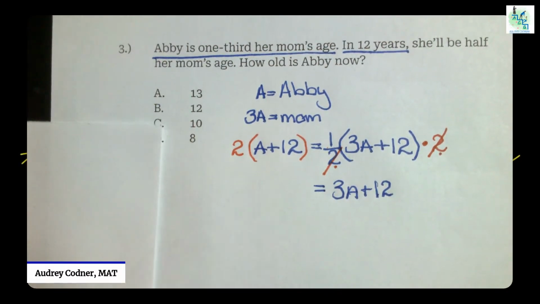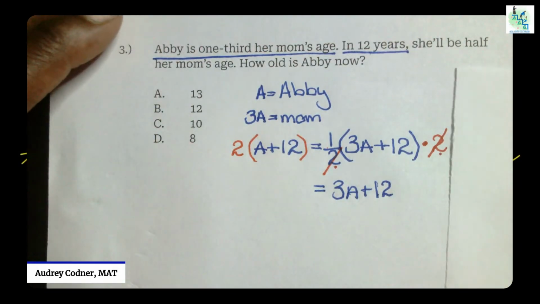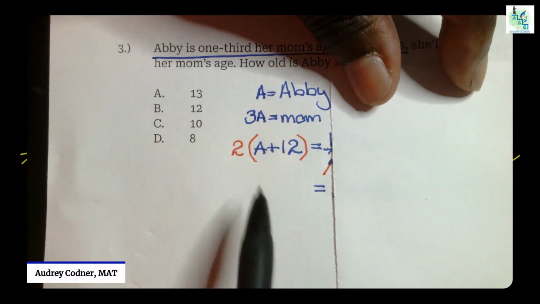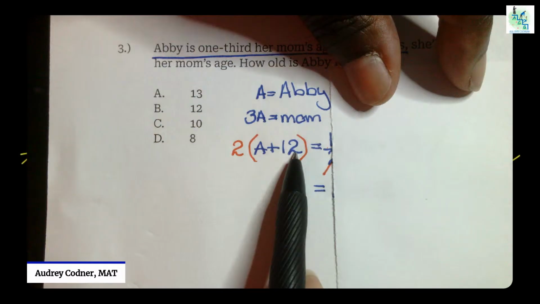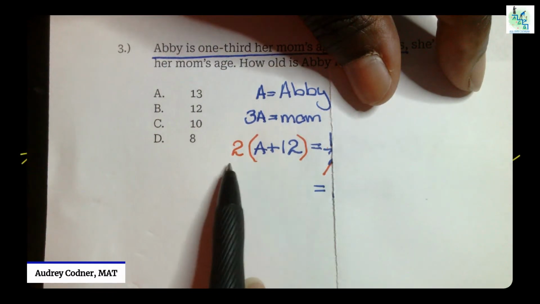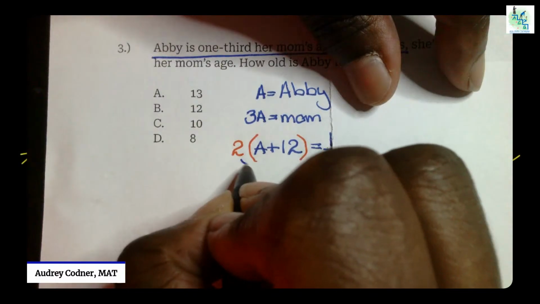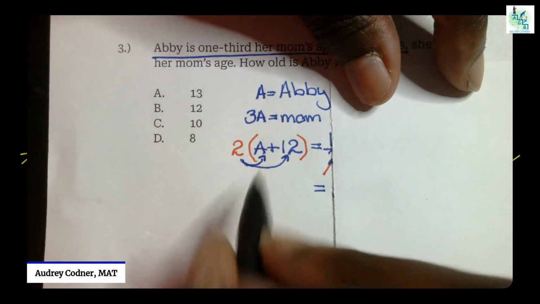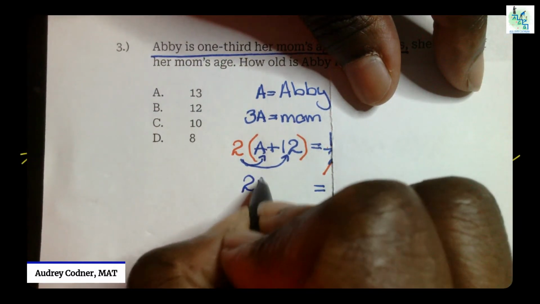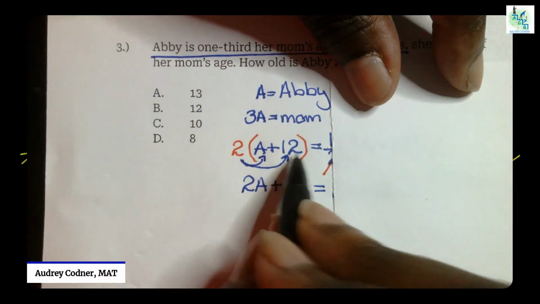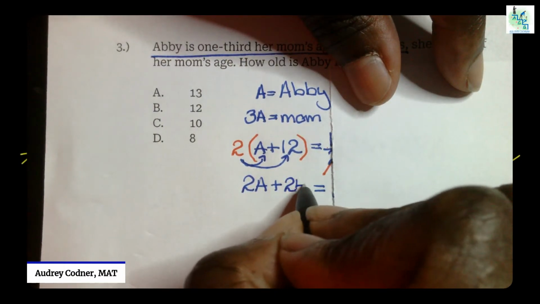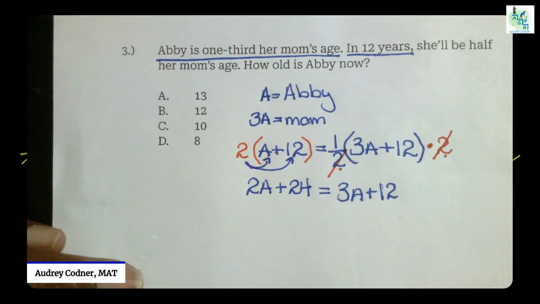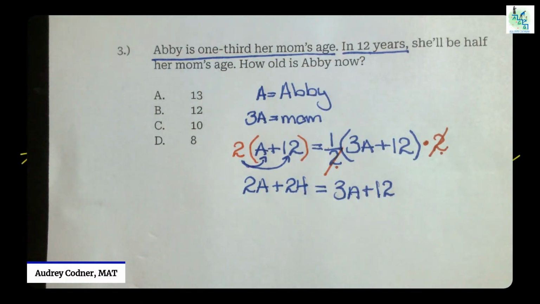So now, what's going on the left-hand side? Well, let's cover up this side so we can focus on it. So over here, I can multiply everything, the a and the 12, by the 2. That's what a lot of people know as the distributive property. So 2 times a gives me 2a, plus 2 times 12 gives me 24. All right? So now our goal is to solve for a.